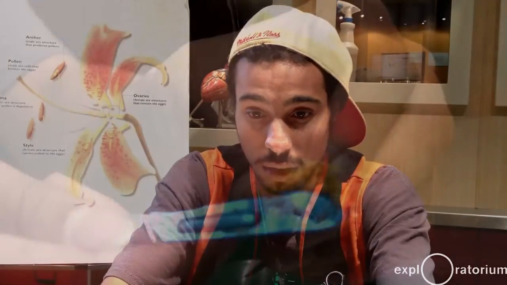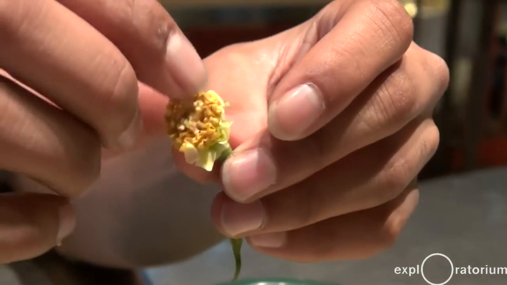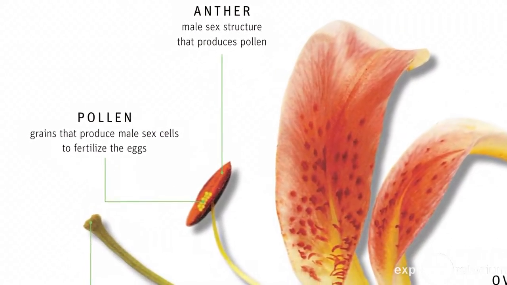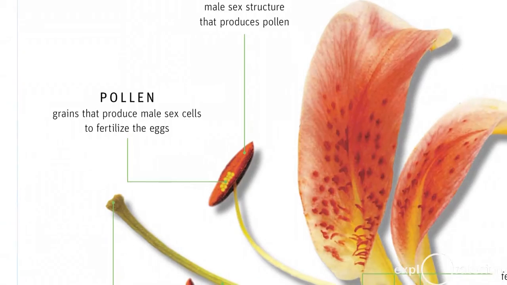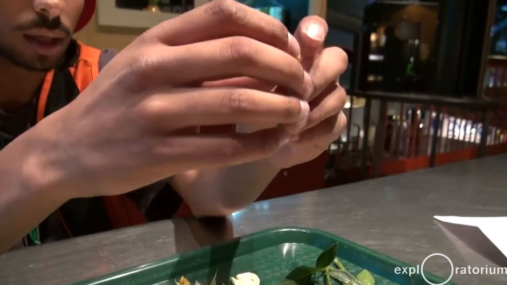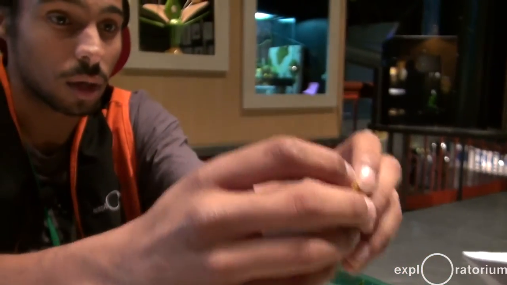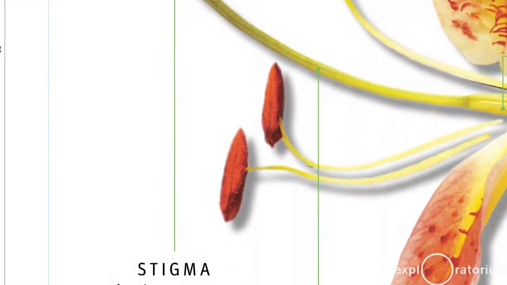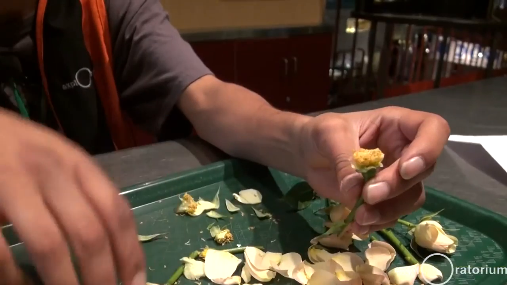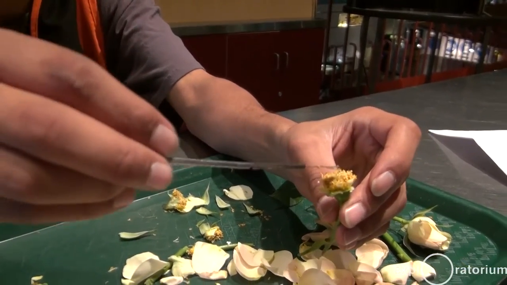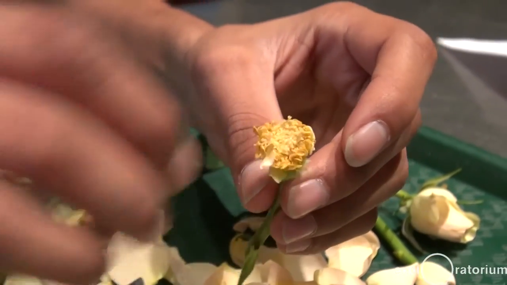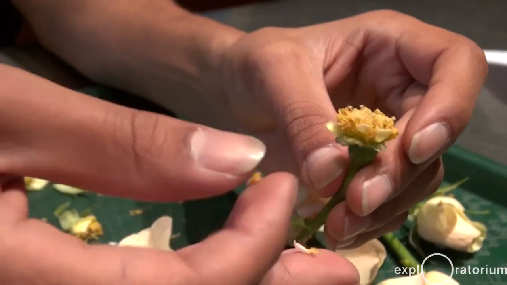Right here, all those things that are popping off are these little anthers. These anthers contain the pollen. The pollen itself is the male part of the flower. Here in the middle, we have the stigma. The stigma is the beginning of the pistil, and the pistil is the female part of the flower. The stigma has very sticky little hairs, and the pollen is very sticky too.